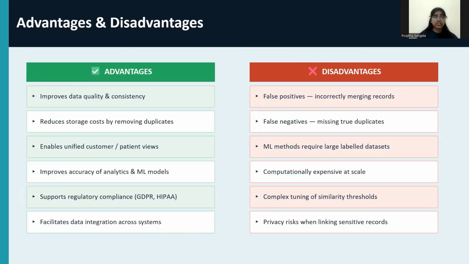The advantages of record matching include improved data quality, reduced storage, better analytics, and easier data integration. However, there are also some disadvantages. There can be false matches and missed matches. The machine learning method requires training data. It is a time-taking process and is more complex to implement. And the process can be computationally expensive. So proper tuning and selection of technique is important.